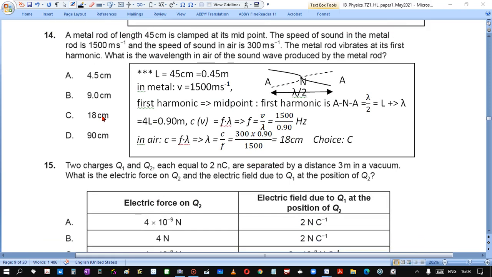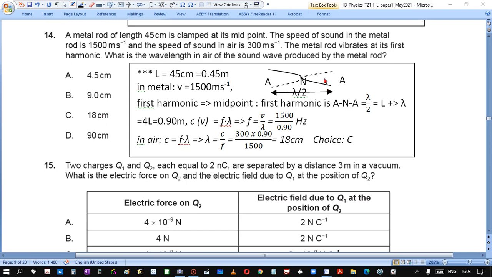Question 14. It is a bit difficult question always. So we vibrate metal rod and we produce sound. So different object and different wave. A metal rod of length 45 centimeters is clamped at its midpoint. The speed of sound in metal rod is so much. The speed of sound in air is so much. The metal rod vibrates at its first harmonic. What is the wavelength in air of the sound wave produced by the metal rod?